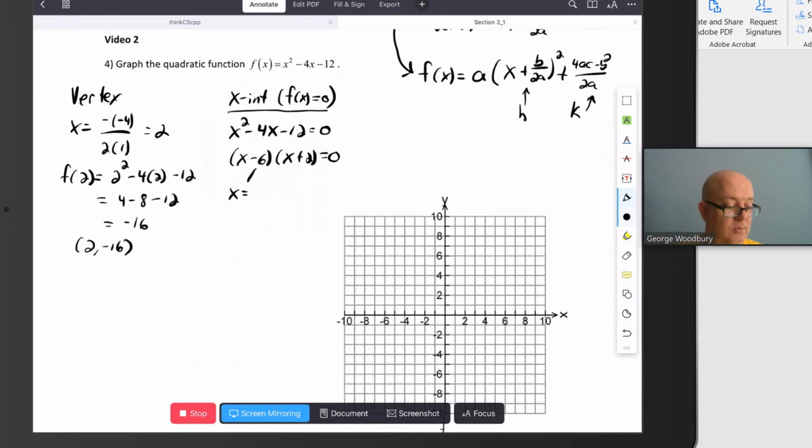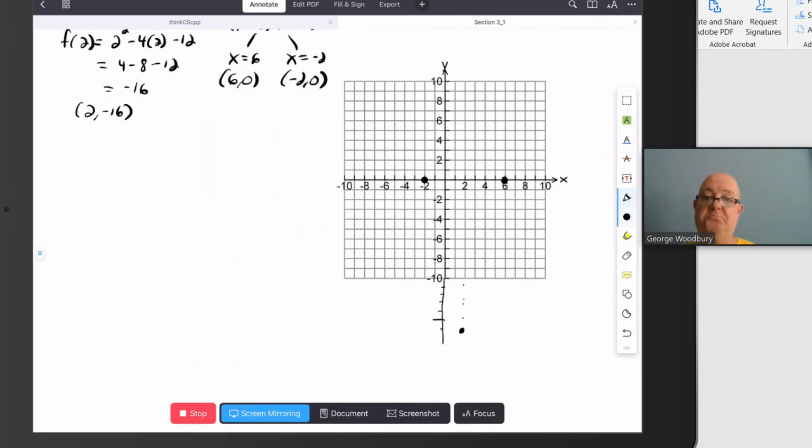This gives me x equals 6, so that's the point 6 comma 0. The second factor gives me x equals negative 2, so negative 2 comma 0. And so I'm going to put those on there. And let's take a look at what we have so far.